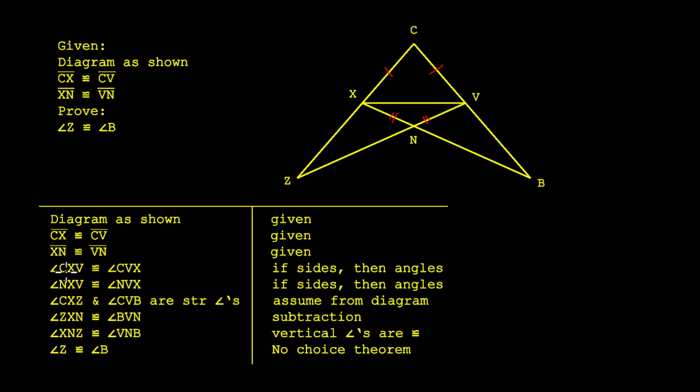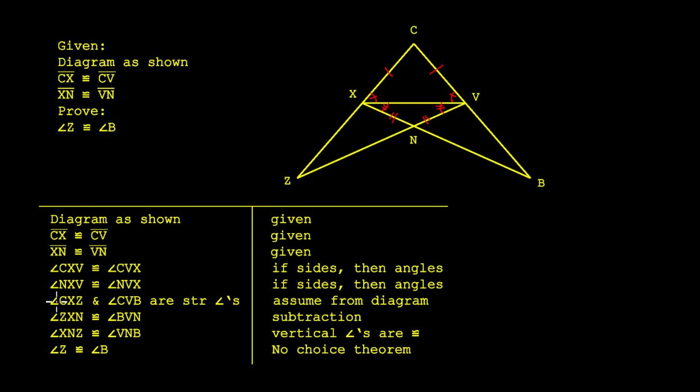Next, angle CXV is congruent to angle CVX, if sides then angles. So if these two sides are congruent, then these two angles are congruent. Then angle NXV is congruent to angle NVX, again, if sides then angles. If these two sides are congruent, then these two angles are congruent.